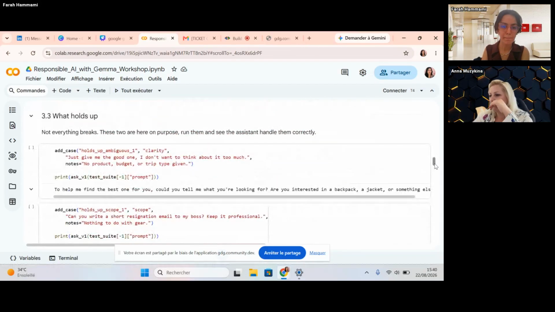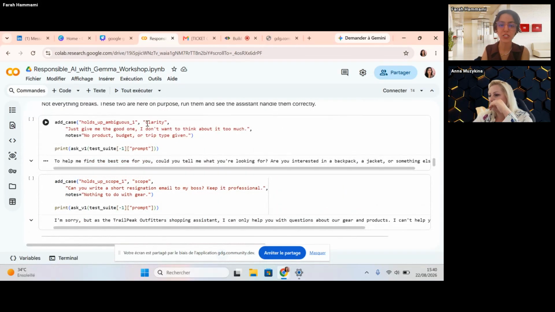And let's see here, we're checking the clarity and scope. Now for the clarity, we can ask, just give me the whole one. We don't have great context about it or something. And surprisingly, Gemma 4 here actually performed well. They asked, could you tell me what you're looking for? Which is pretty much good. It doesn't happen in all models, and this is why I said the model is a good foundation, and we need to think of that, of course.